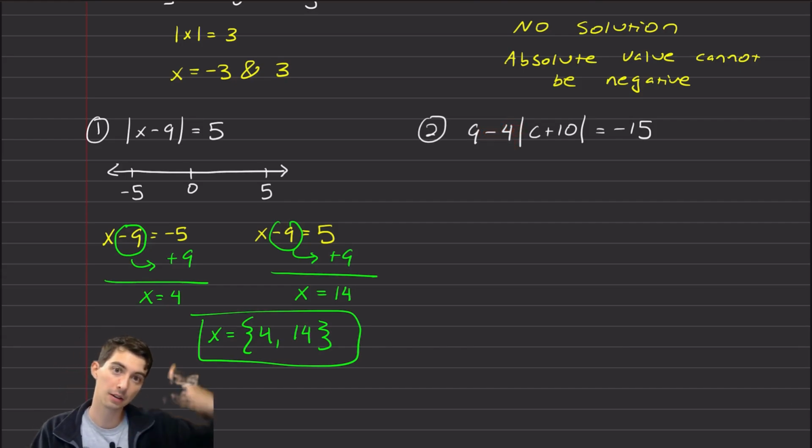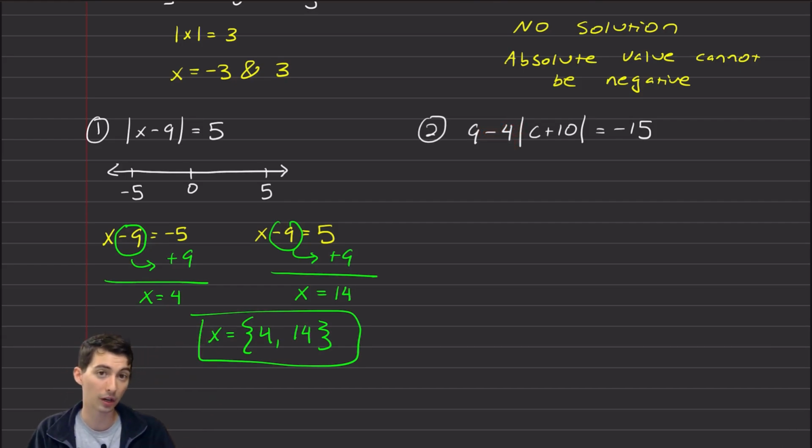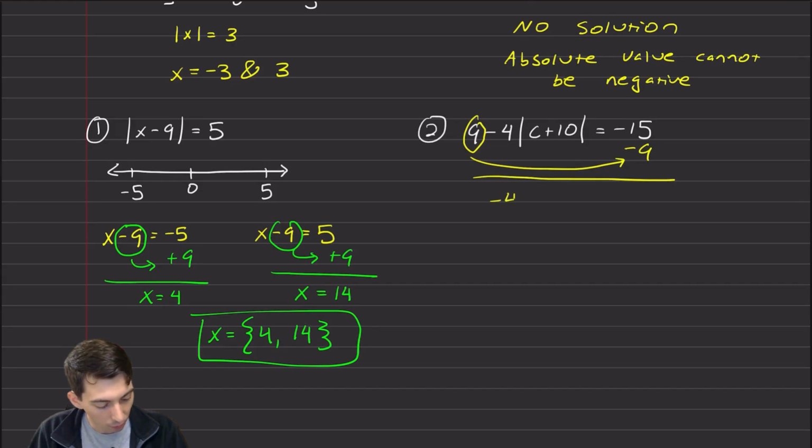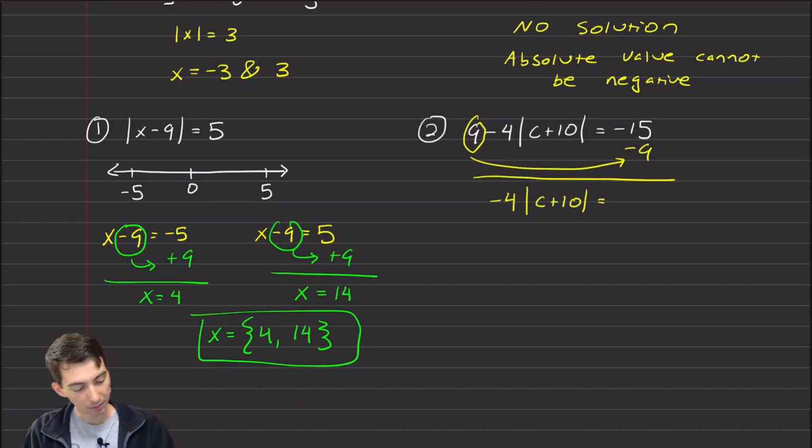So if we think in reverse PEMDAS order, we're going to start with whatever's being added or subtracted. So I'm going to take this 9, and I'm going to move it to the other side. And when I do that, I get a negative 9. So I've got negative 4 times the absolute value of c plus 10 is equal to negative 15 minus 9 would get me negative 24.